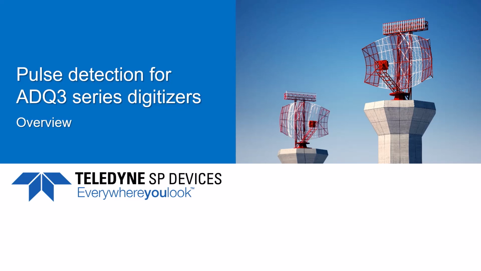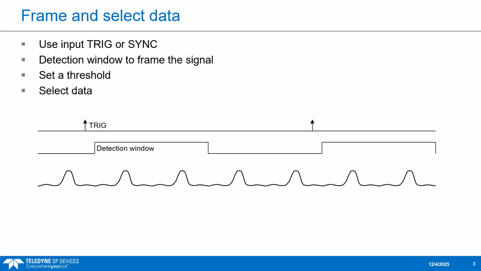This presentation covers the pulse detection functions and features available for the ADQ3 series of digitizers. First, we frame the data and select a region to look for pulses by defining a detection window. The detection window is defined relative to a trigger signal, which is the timing for the entire acquisition process. The detection window defines when in time to look for pulses.